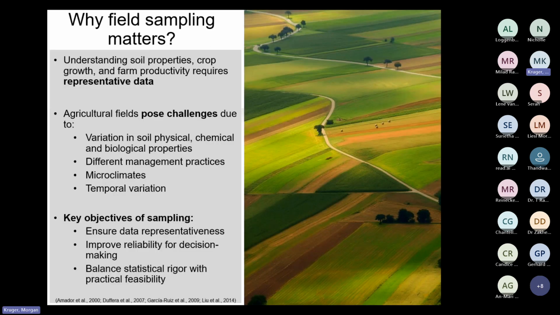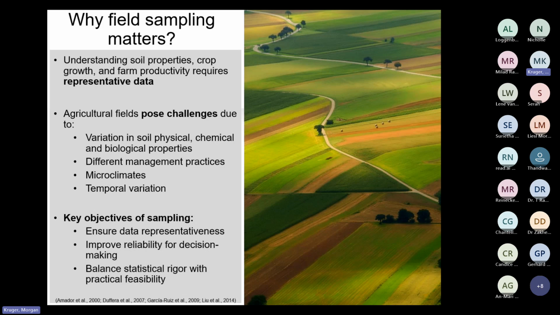So imagine 2 neighboring farms. The one has high crop yields and the other struggles with poor soil health. What is causing this difference? Without proper sampling, we might never know. So collecting representative data is crucial for understanding soil properties, crop growth, and farm productivity. However, agricultural fields are not uniform. Sometimes they vary in soil properties, elevation, and management practices. And these factors can affect crop growth, soil health, and productivity. But we can only measure them accurately with representative sampling.